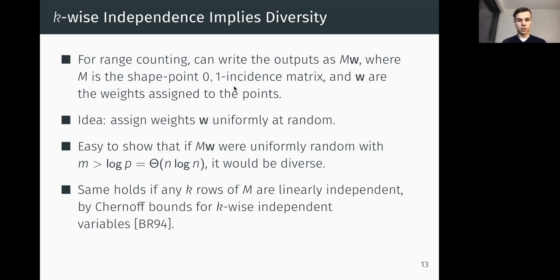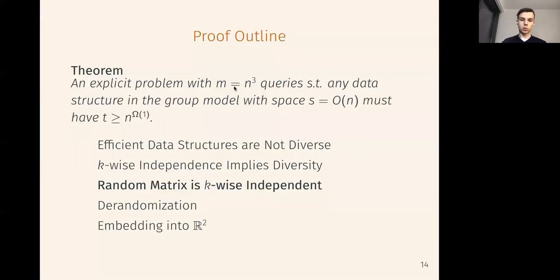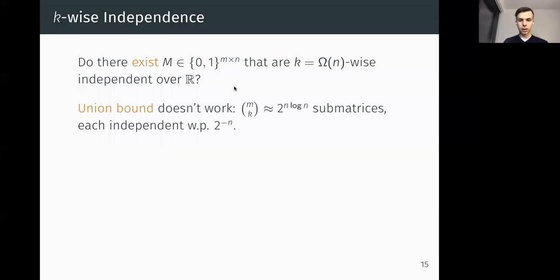It's not clear whether 0, 1 matrices exist that have this property, and for us k needs to be linear in n, say n over 100. So any n over 100 rows of this matrix of size n times n cubed have to be linearly independent, and all the elements are 0, 1. It's not clear that such a matrix does in fact exist. So the next step is to show that such matrices do exist, and we show that a random matrix is in fact linearly k-wise independent. The trivial bound using the union bound doesn't work.